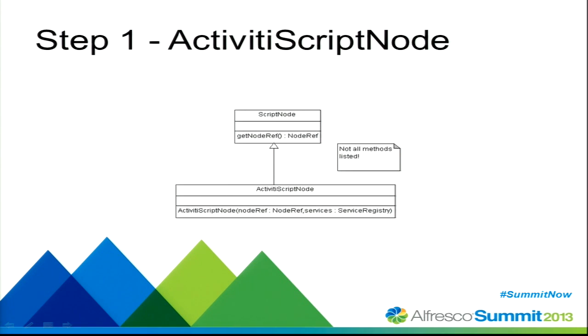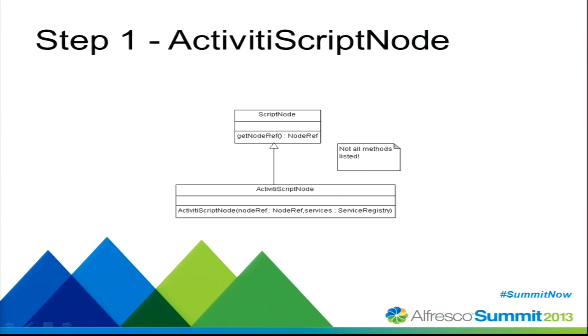So let's talk a little bit about the ActivitiScriptNode. You'll end up making a lot of these if you want to pass a person object or a node reference to the workflow. It has a constructor that takes a node reference and then a reference to the service registry. And when you construct this class, pass those in, you get back a node object that you can pass to the workflow.